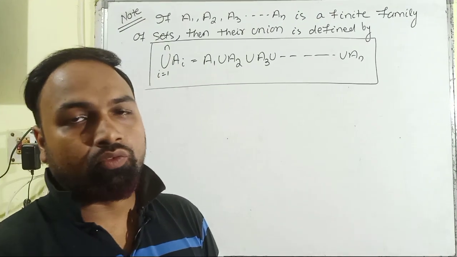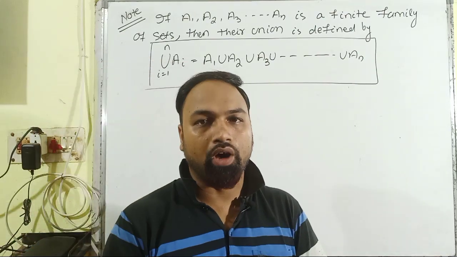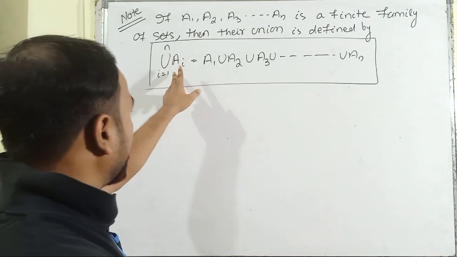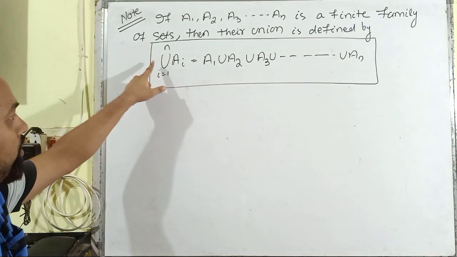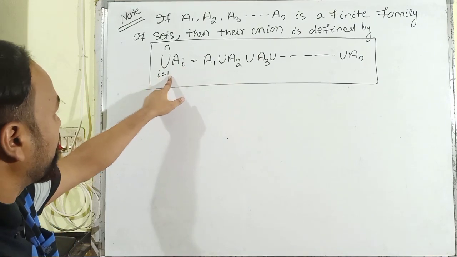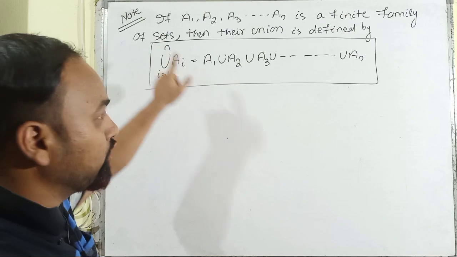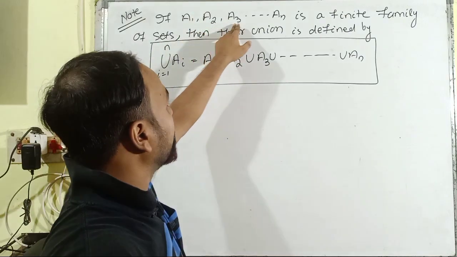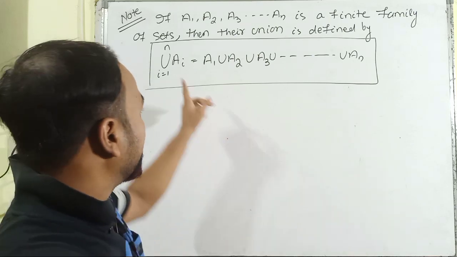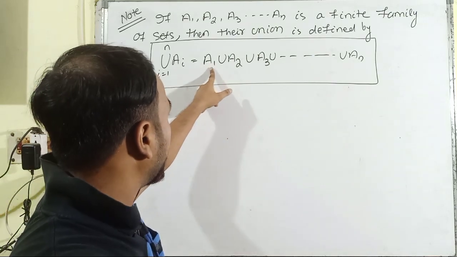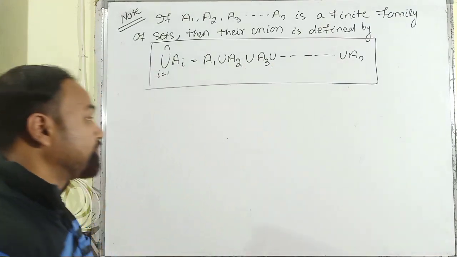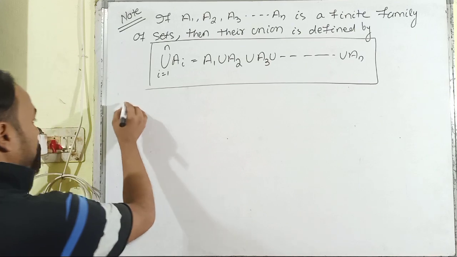Union of sets, when the number of sets is more than 1. In such cases, we have to use a special type of symbolization, and that is the union of A_i, where i goes from the set number 1 up to the set number n. That means I have taken here A1, A2, A3, up to An as finite n number of sets, and their union is denoted by A1 union A2 union A3 union up to An.